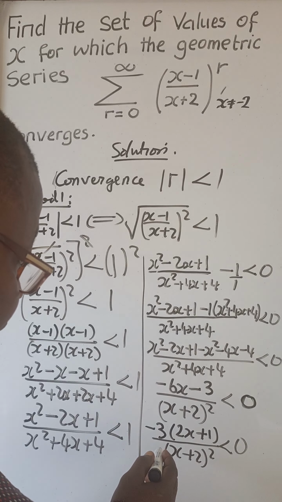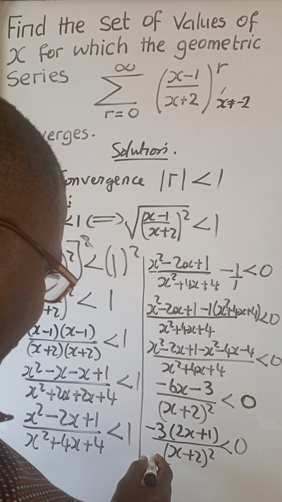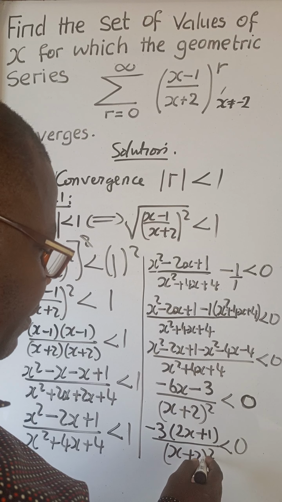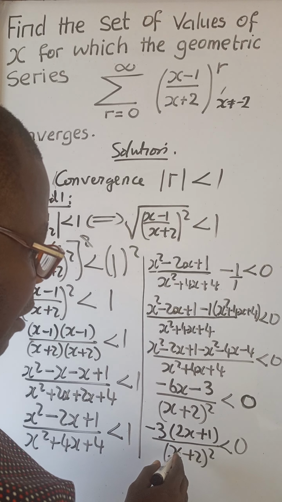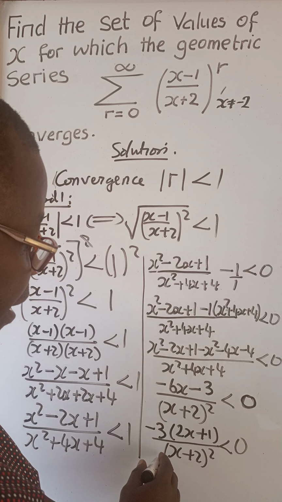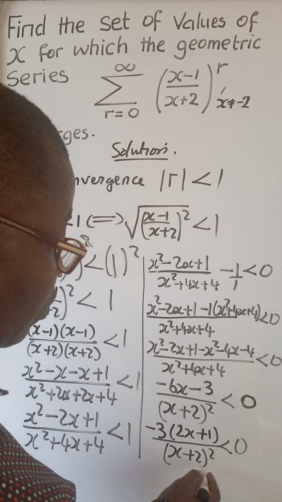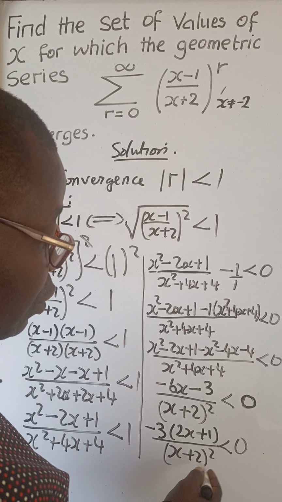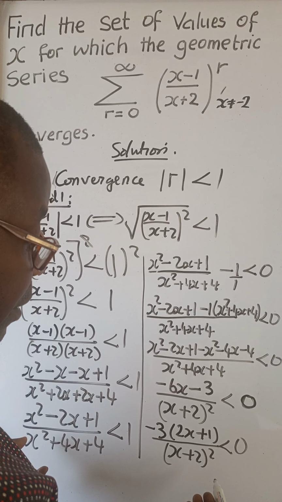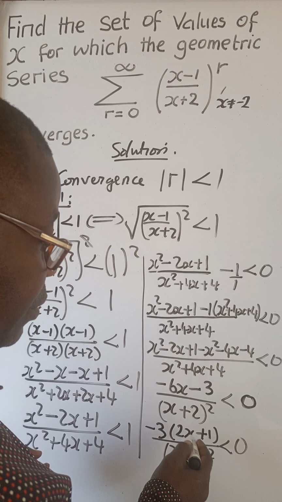If we look at it very well, we'll see that the denominator here, this expression squared, no matter the value of x, we are always going to have a positive answer. Any expression squared will always produce a positive answer. So this denominator has no major role to play concerning the sign of our inequality. This sign will depend on the numerator.